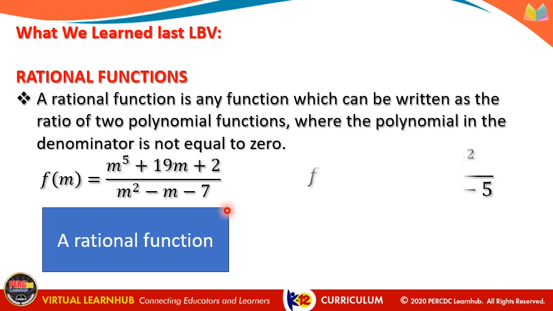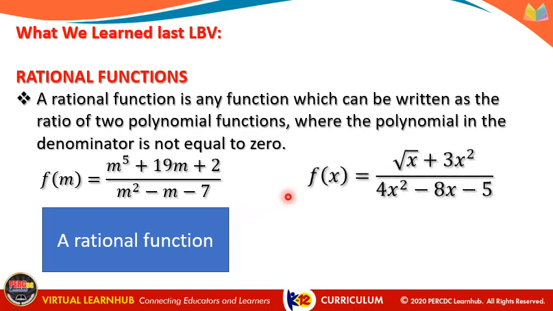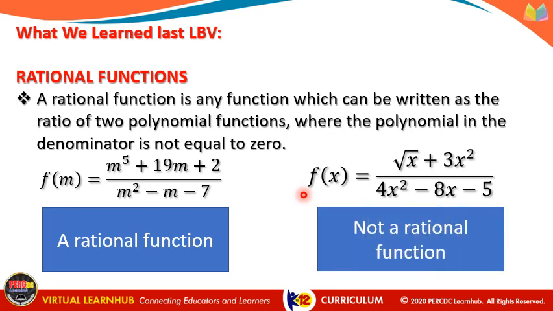Example naman ng hindi rational function is this one. F of x is equal to (the square root of x plus 3x squared) divided by (4x squared minus 8x minus 5). This is an example of a non-rational function. Bakit? Kung titignan natin yung numerator, makikita natin na hindi ito isang polynomial.